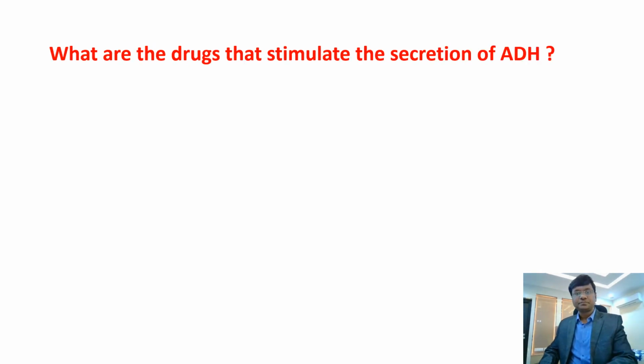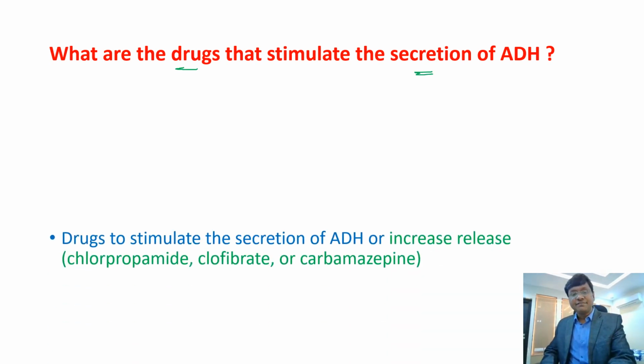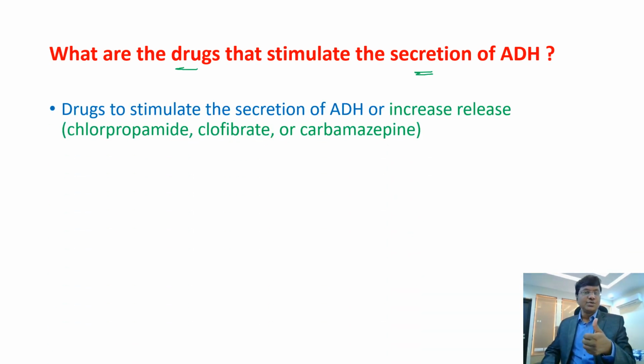Next, what are the drugs that stimulate the secretion of the antidiuretic hormone? See, we have important drugs. One is chlorpropamide, which is a first generation sulfonylurea. Then clofibrate, which is used in the treatment of dyslipidemia. Carbamazepine, which is used as an anti-epileptic drug. These drugs increase the release of the antidiuretic hormone.